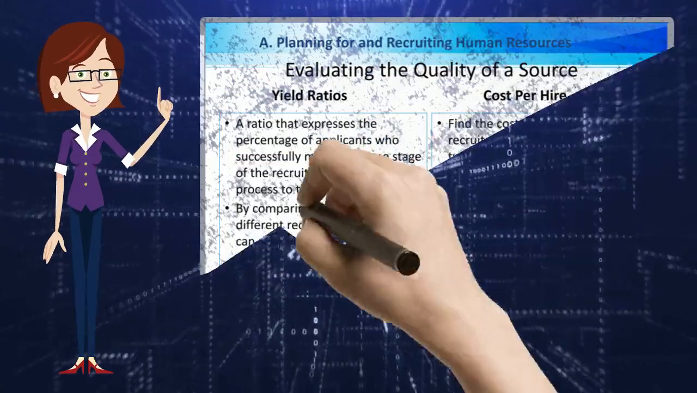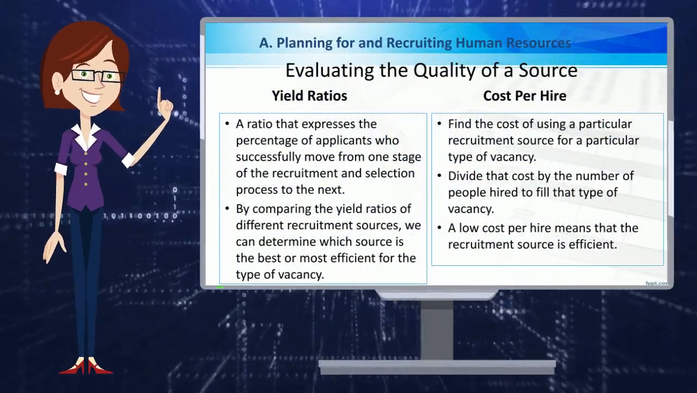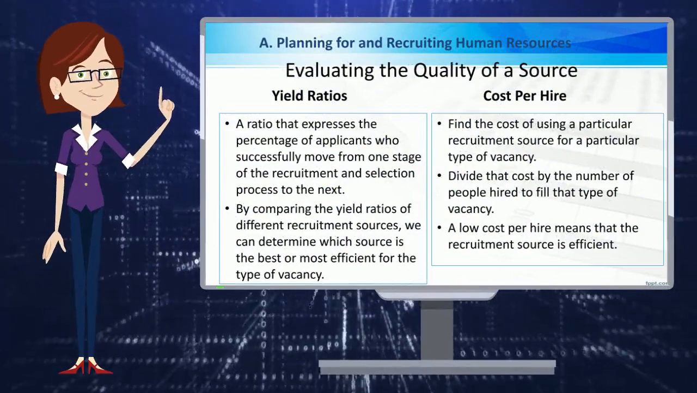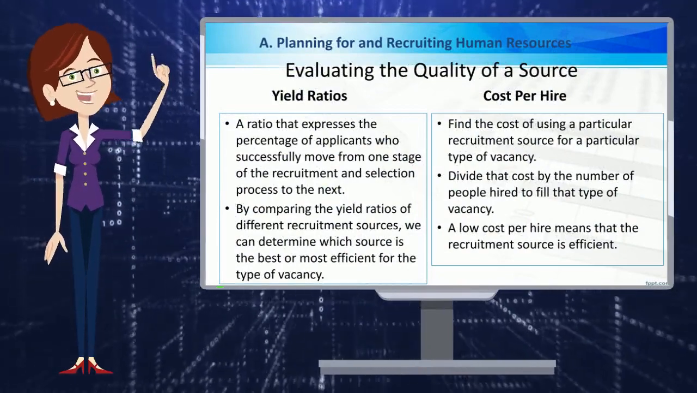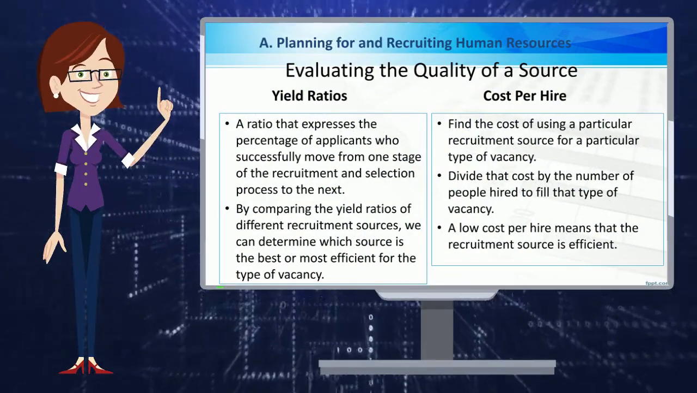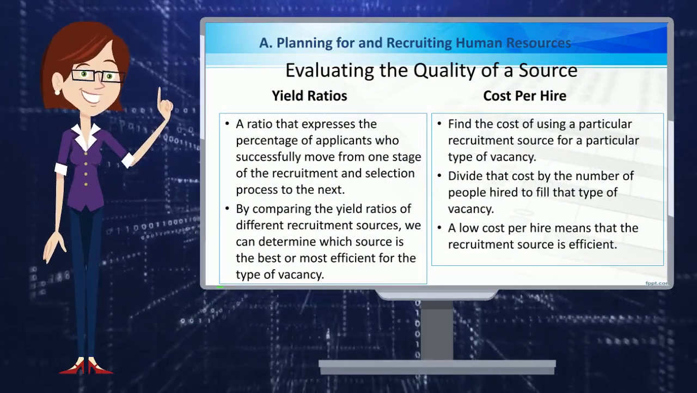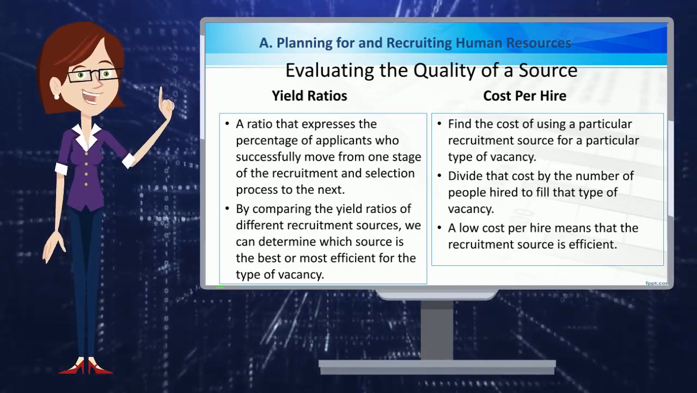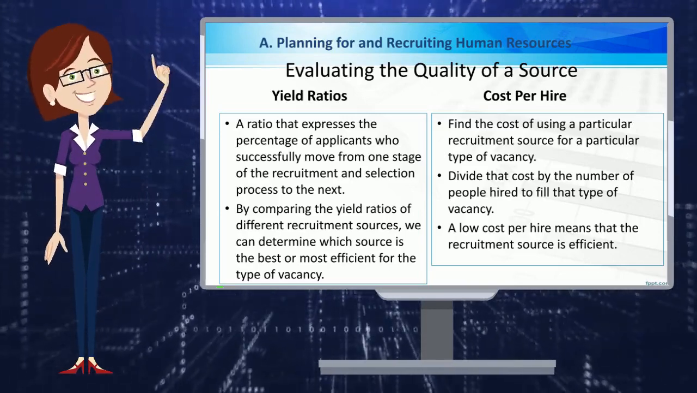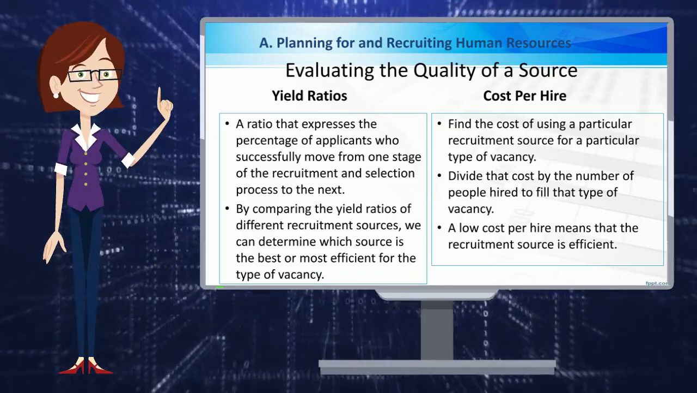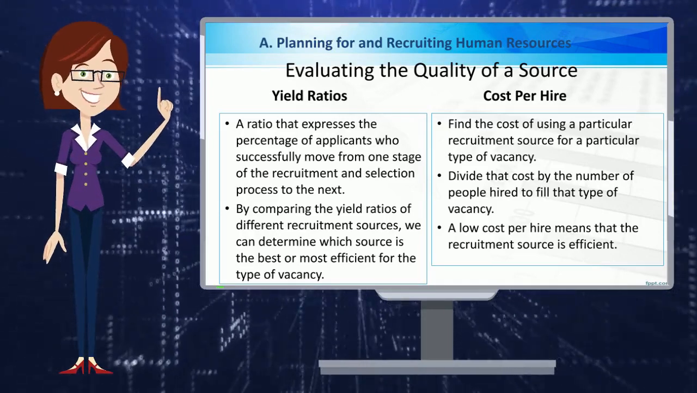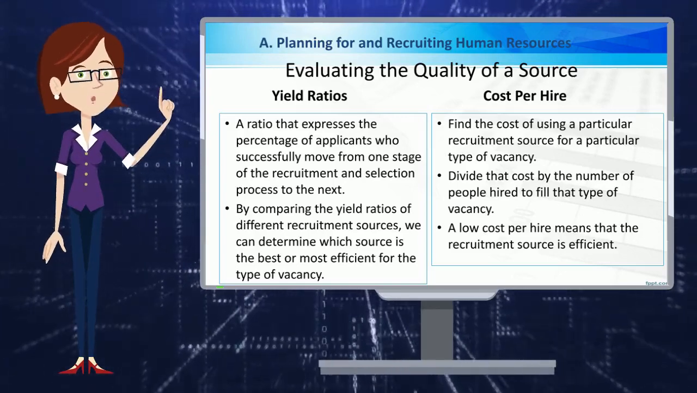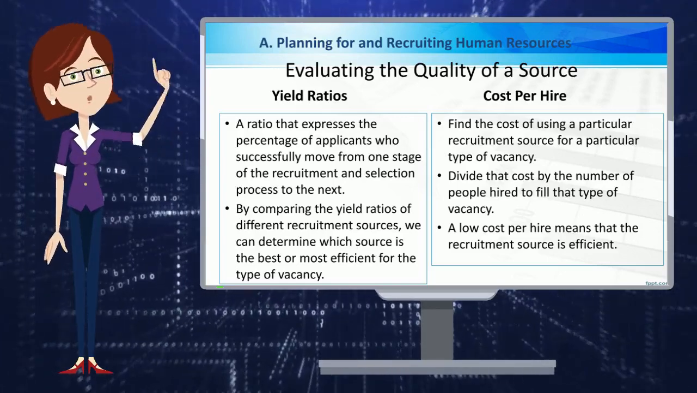Evaluating the quality of a source: yield ratios. A yield ratio expresses the percentage of applicants who successfully move from one stage of the recruitment and selection process to the next. By comparing the yield ratios of different recruitment sources, we can determine which source is the best or most efficient for the type of vacancies.